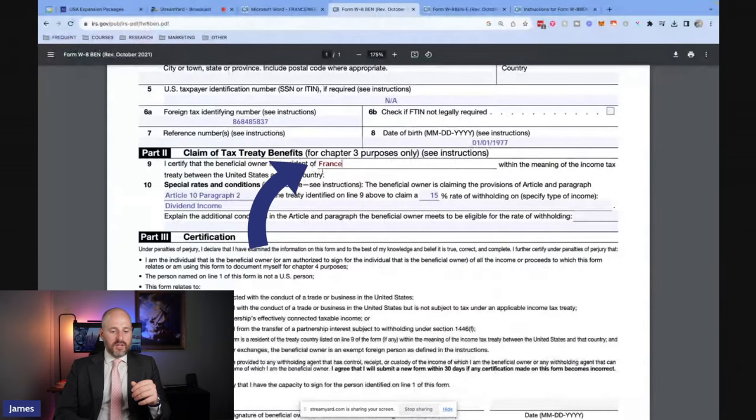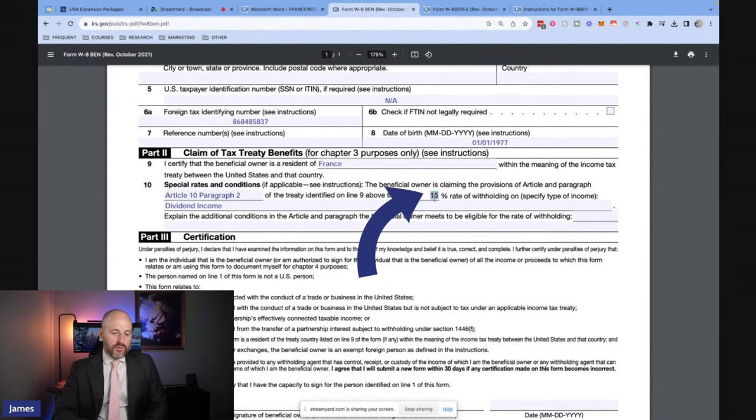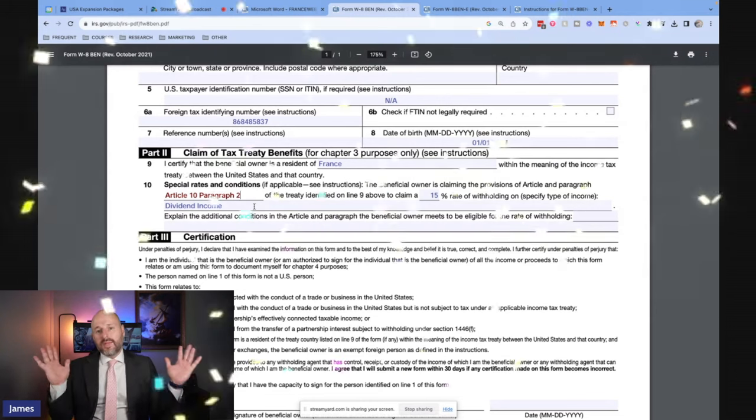So what we did here is we put France, and then we put the Article 10, Paragraph 2, which is listed in the treaty, and then we put a 15% rate of withholding on dividend income. And now the company that's paying us is not going to withhold 30% on the dividends. They're only going to withhold 15%.